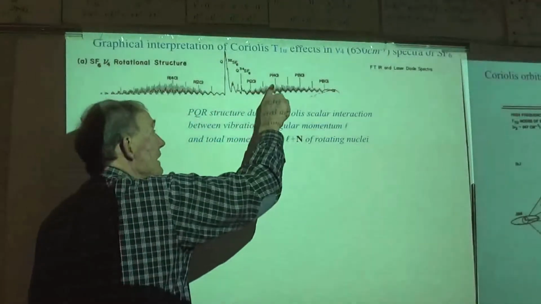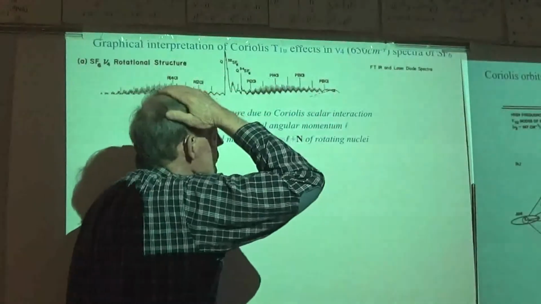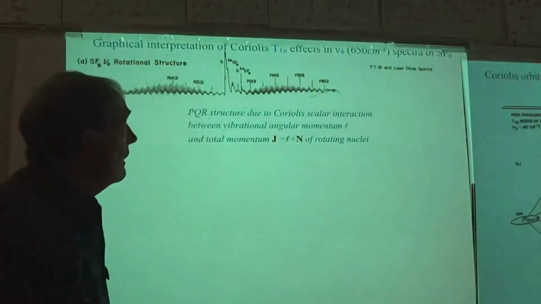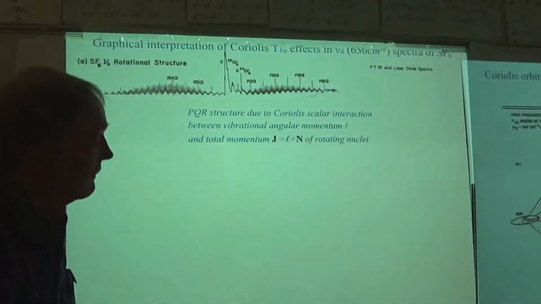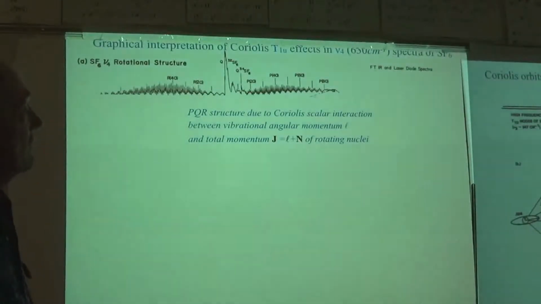Why are they so evenly spaced? Aren't we talking about quadratically varying levels here in some cases with angular momentum? And the answer is yes, but no.